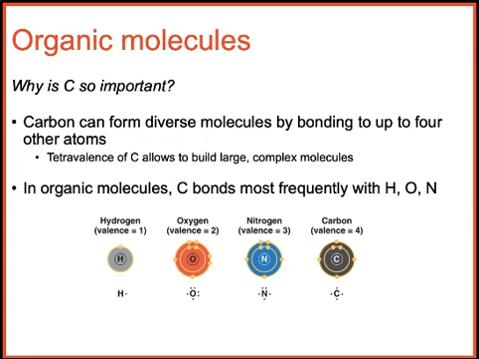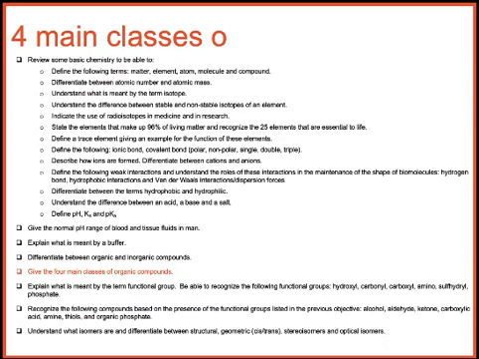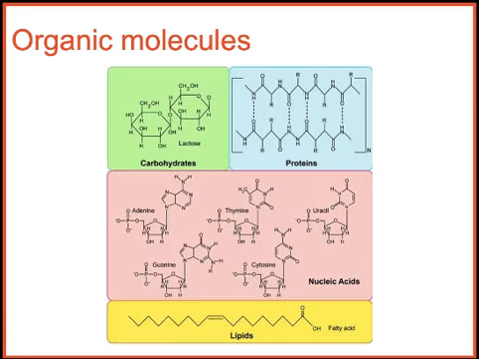So very few other elements are capable of such variety. Carbon allows the formation of a very diverse range of molecules, which we'll discuss in the next few sections, okay? And so this tetravalent nature, being able to make those 4 covalent bonds, is very important. Okie doke. So, the 4 main classes of organic molecules.